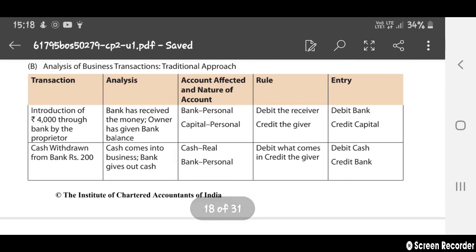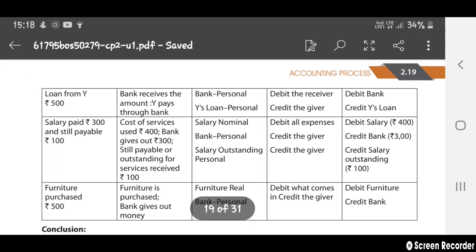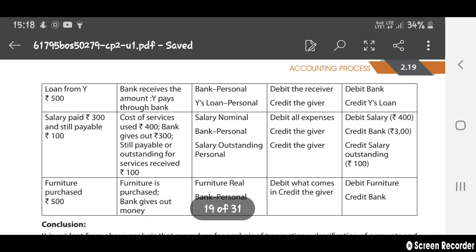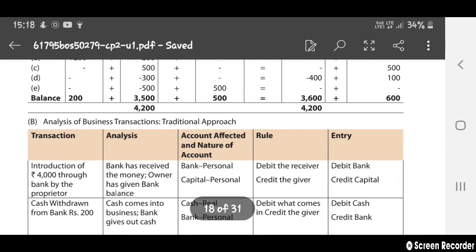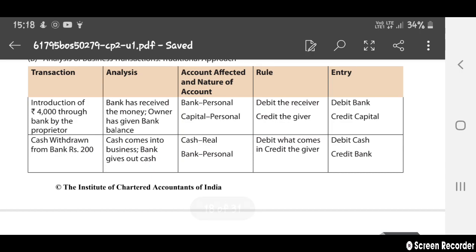Now we have to do the analysis. Bank has received the money, the owner has given the bank balance. Next, cash comes into the business, bank gives out cash. Like this we have to analyze why we are giving it. And furniture is purchased, bank gives out money for buying that furniture. Next, the account affected and the nature of the account. The account affected is bank, and that is a personal account. And the nature of the account is capital, because we are giving money for the growth of our business, so it is capital.